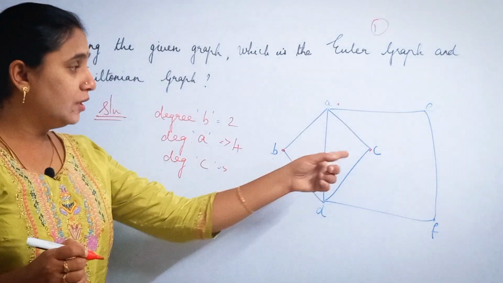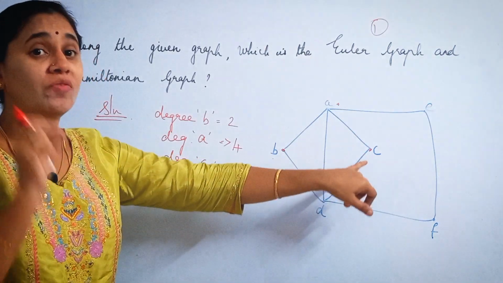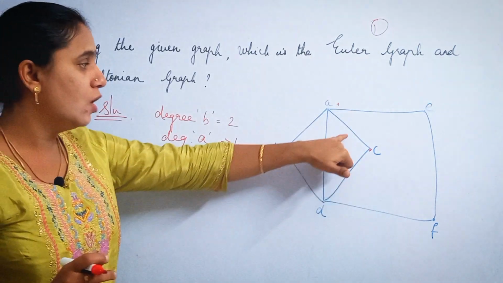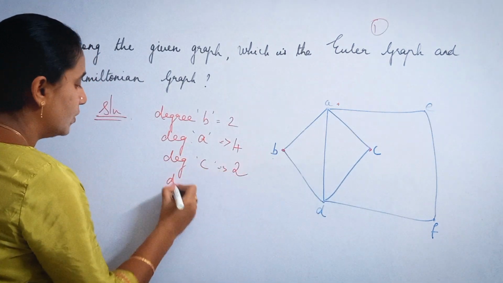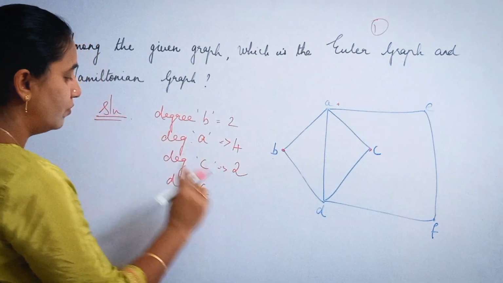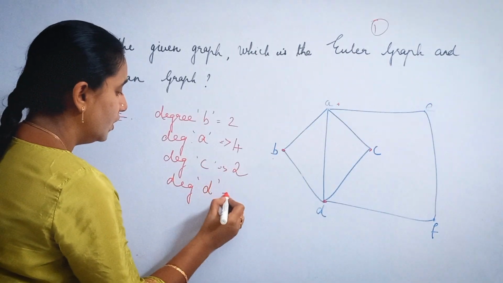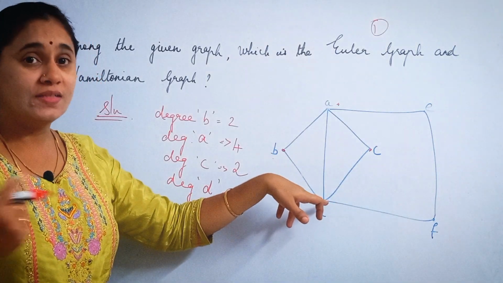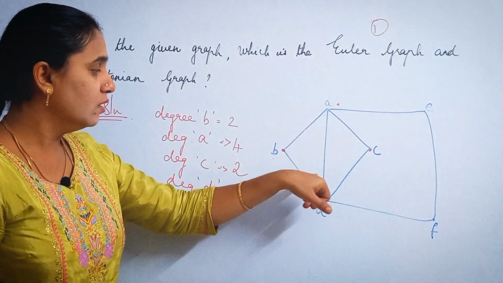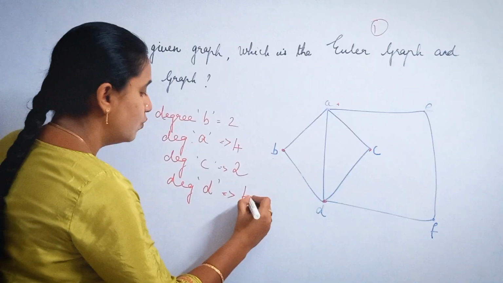So if we calculate the degree of C, how many edges are attached to it? 1 and 2, isn't it? So write 2. Now calculate the degree of D. Find how many edges are adjacent to D. So 1, 2, 3 and 4. 4, isn't it? So write 4.